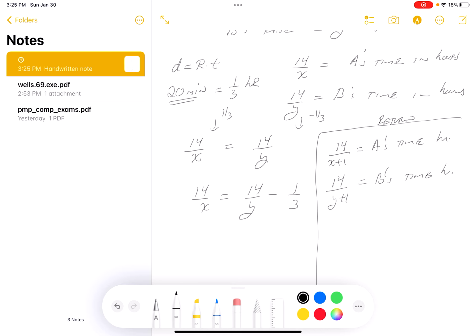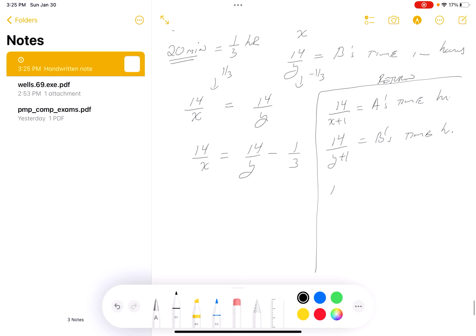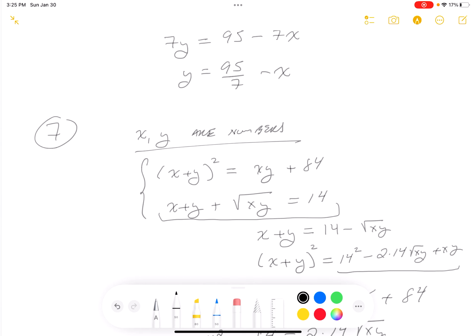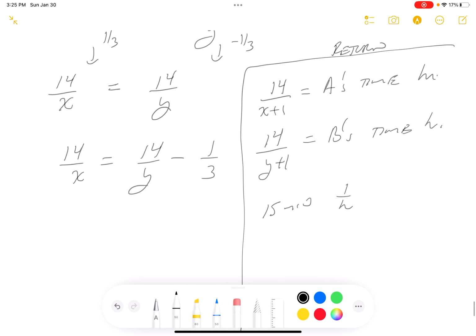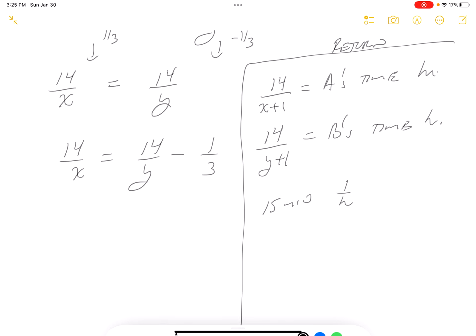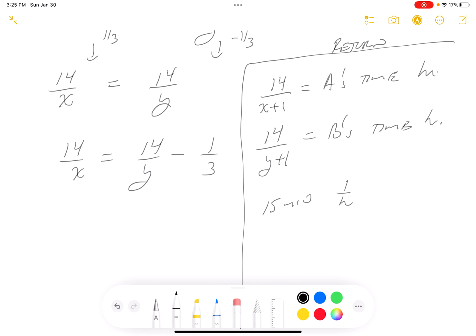Now, what do they say? On the return trip, each travels 1 mile per hour faster, and B now takes 15 minutes longer. I hope you understand that 15 minutes is 1/4 of an hour. Whoops, that's not right. Let me just blow this up a little bit. Sorry about that. Let me get my eraser out. No, it's over here.